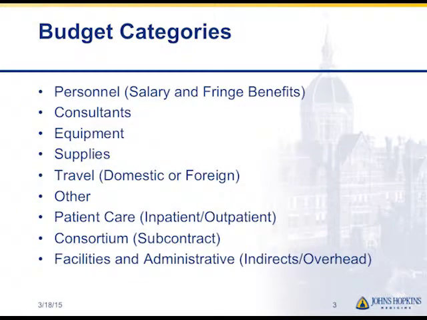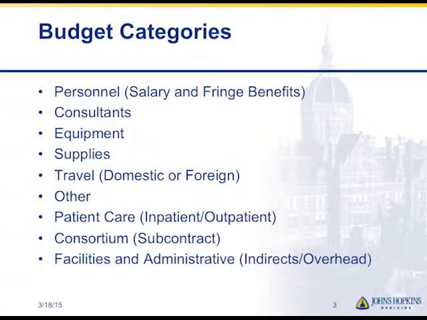So the budget categories for NIH would be your personnel, which is going to be your salary and fringe benefits. Currently, the fringe benefit rate for faculty and staff is 34.5%. The fringe benefit rate for postdocs, if you're charging their salary, is 19.3%, and if you're charging a postdoc stipend, the fringe benefit is 11%. So this is a rate that you're going to charge on top of the salary that you're charging to the grant.